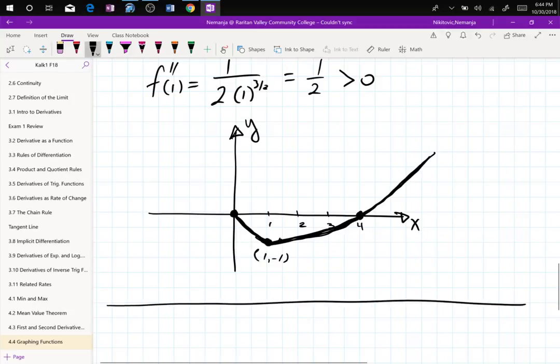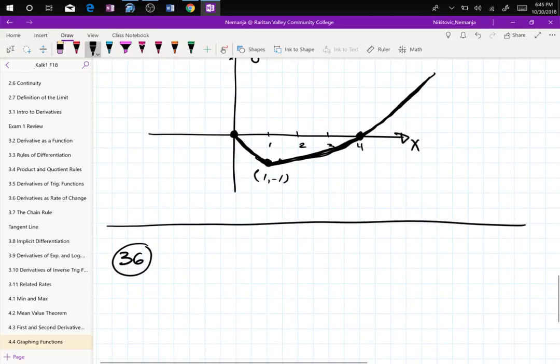Let's do one more example now, and then we'll do additional examples after the exam. Okay. So 36. Can do the one with ln, because it's fun. F of x equals ln of x squared plus 1.